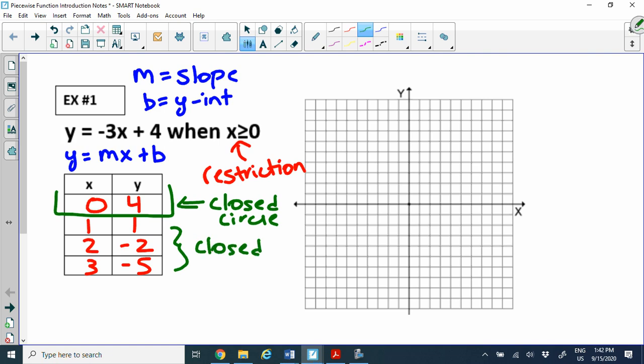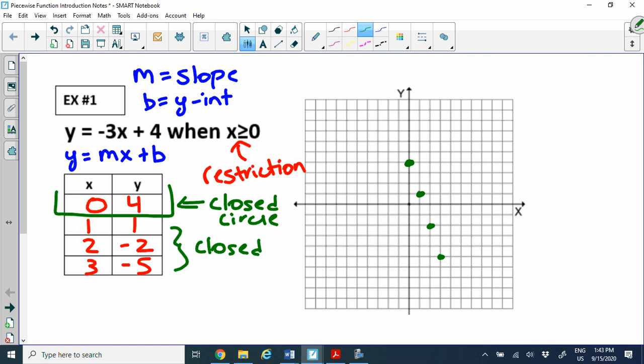Okay. So let's go ahead. We're going to graph this. We're going to graph 0, 4 first. So I just go up 4, 1, 2, 3, 4, okay? And now I graph the other points. So I go over 1, 1, and then 1, 2, 3 over, and then 3, negative 5. That's what it should be, 3, negative 5.